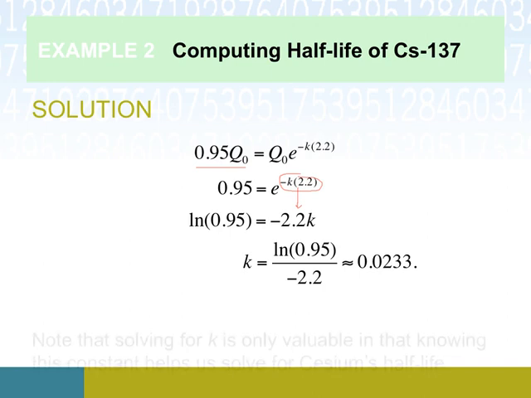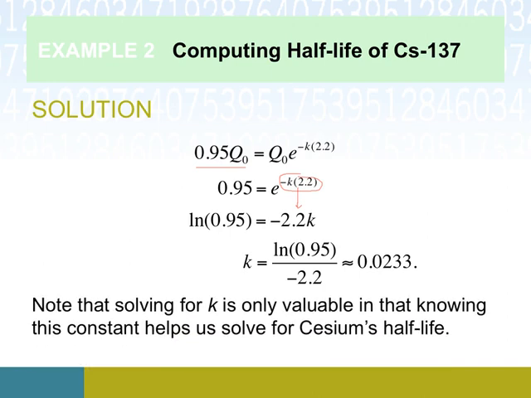Okay, so this is just the first step of this. The only reason that knowing k is worthwhile is that now we have an actual equation for our cesium quantity that remains, and we can use this to solve for the time when it is set equal to 0.5.